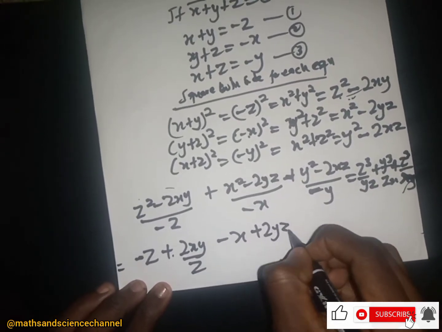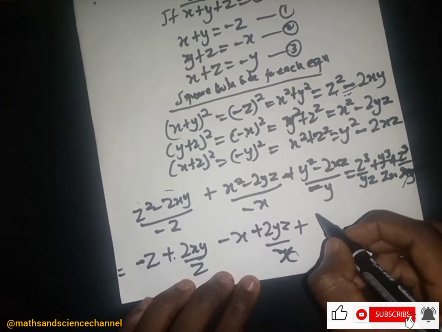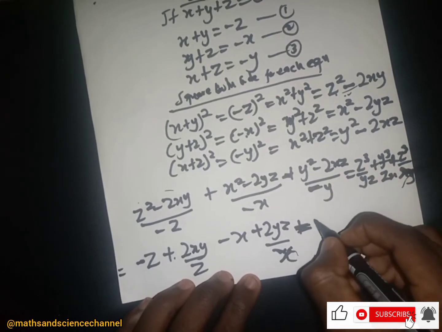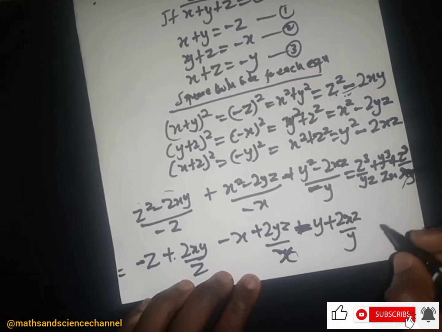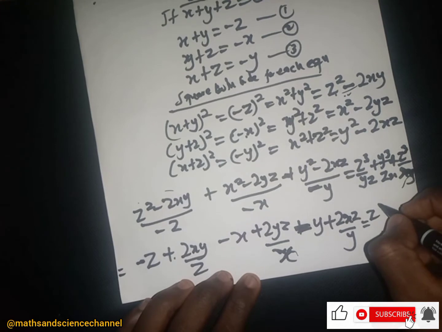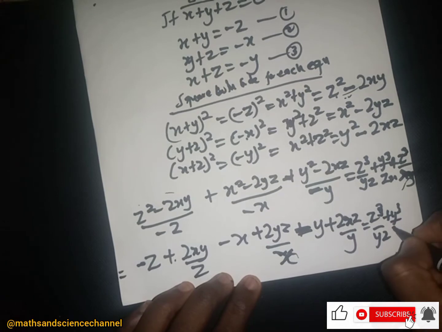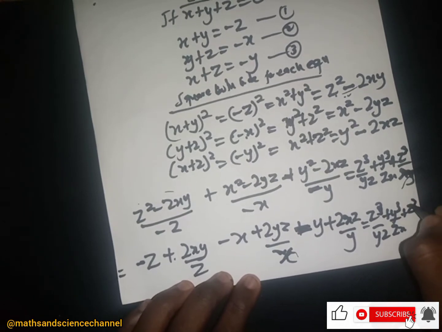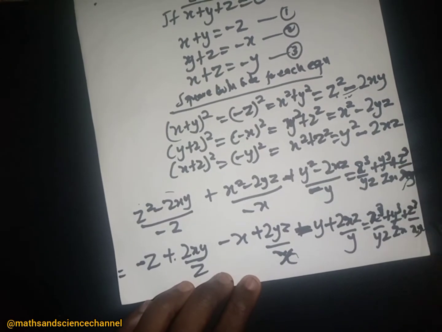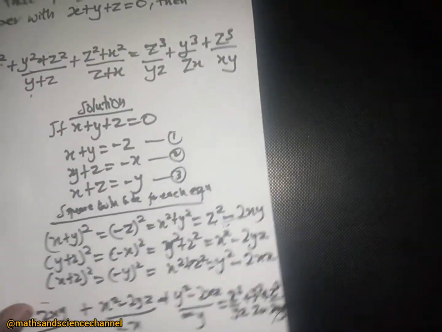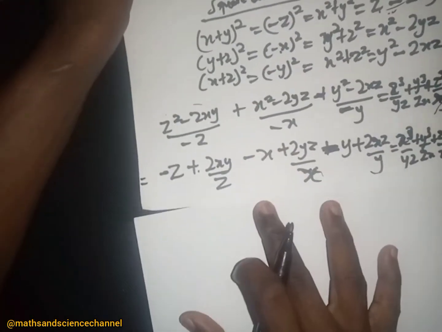So we have 2yz being equal to x here, sorry, then plus we have negative y here plus 2xz divided by y here, then being equal to just z cube, x cube over yz plus y cube over xz plus z cube over xy. Remember it's x, sorry, yeah. So sorry for the space. Then let's continue here.